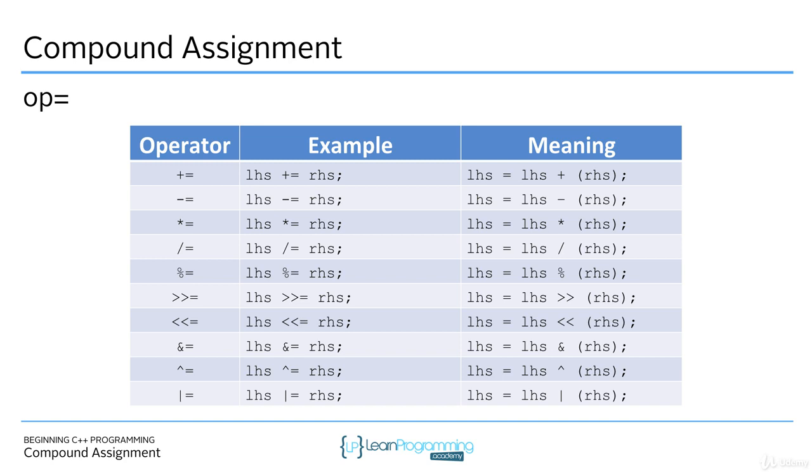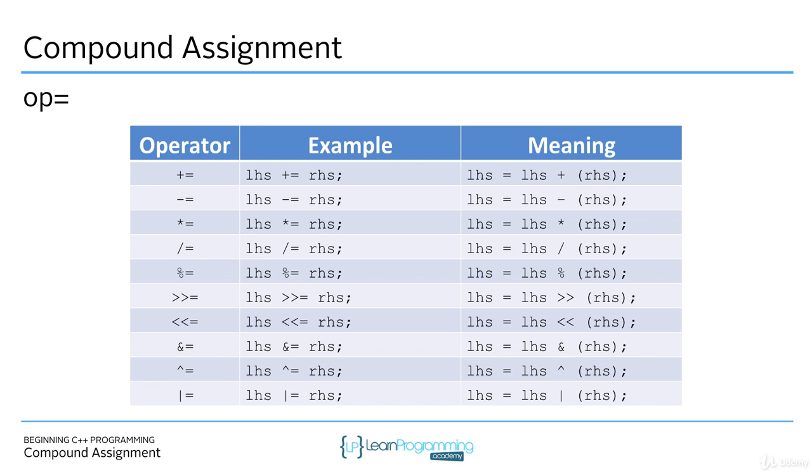The bottom half of this table includes the operators that are used to manipulate bits. They're called bitwise operators, and I'll cover them later in this course. So let's look at the first one in the table, the plus equal operator. We apply the operator as in the example column. For example, left-hand side plus equals right-hand side.